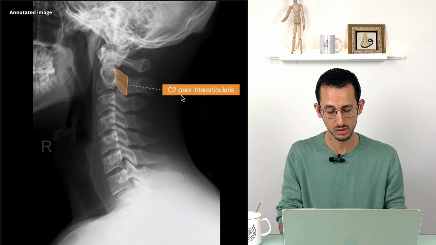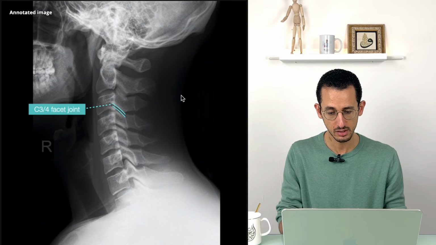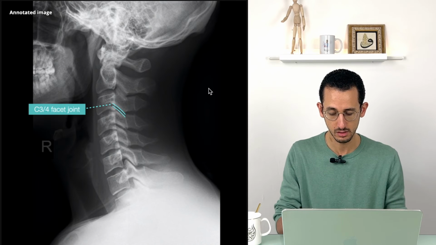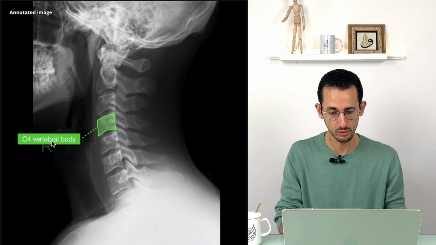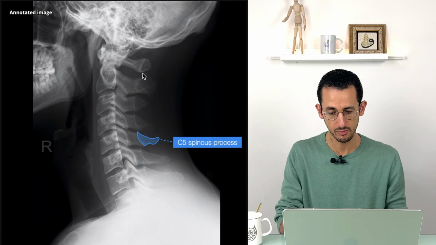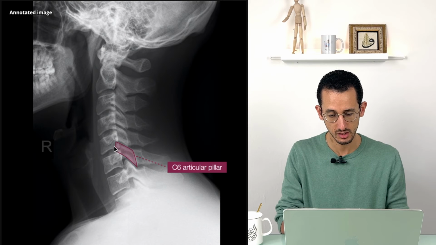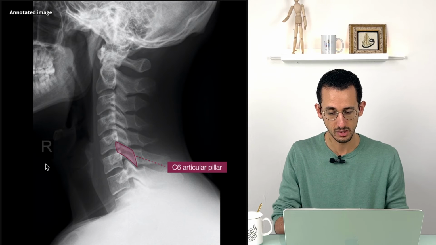This is the pars of C2. This is the C3 lamina, and this is the facet joint between C3 and 4. Similarly, at the next level, that would be the C4-5 facet joint, C5-6, C6-7, and so on. This is the C4 vertebral body. If we go from above, this is C2, C3, 4, 5, 6, 7, and so on. That's the spinous process. Similarly, from C1 all the way down to C7 and T1, you can see all the spinous processes. And this is the articular facet, or articular pillar, of C6.